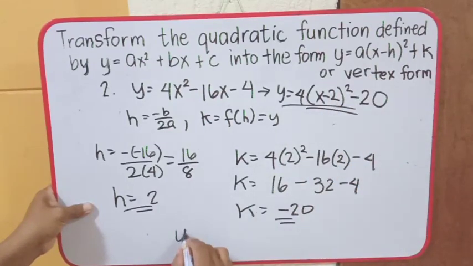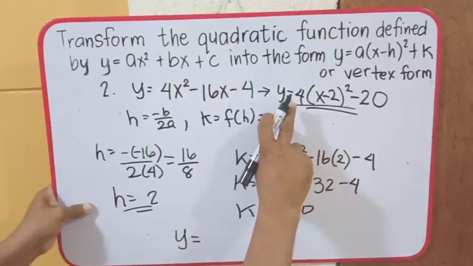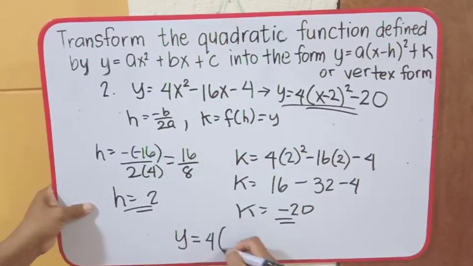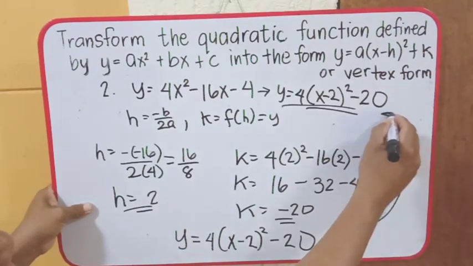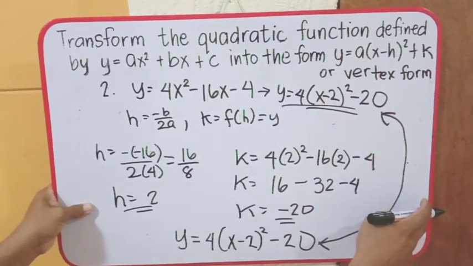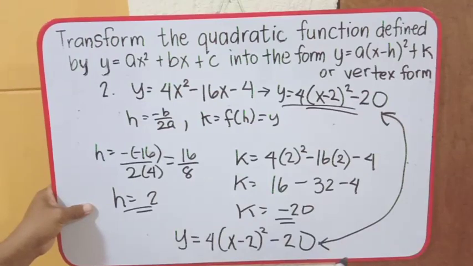I-change na natin into vertex form. y equals, ang a natin ay 4x. Dahil ito ay positive 2, gagawin nating negative 2 based doon sa formula ng vertex form, quantity square, at yung k hindi siya mababago, which is negative 20. Kita natin na ito sa method ng h and k ay equal doon sa method na ginawa natin kanina, which is 4 times the quantity of x minus 2 quantity square minus 20. Equal lang sila.